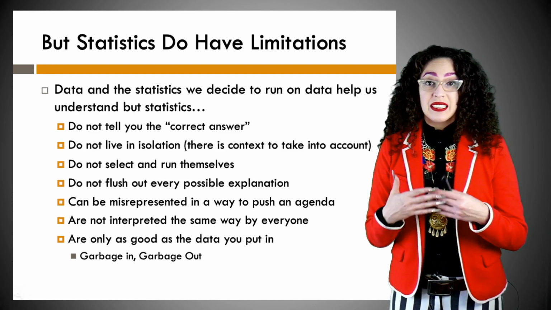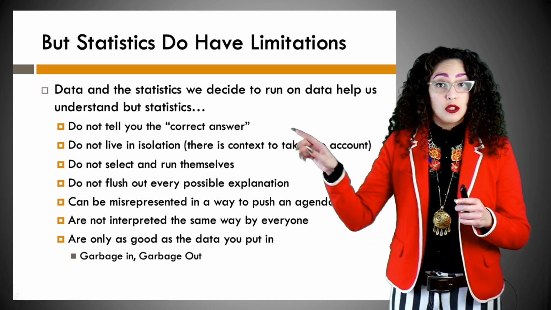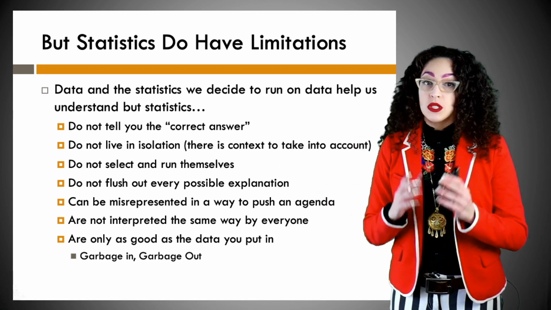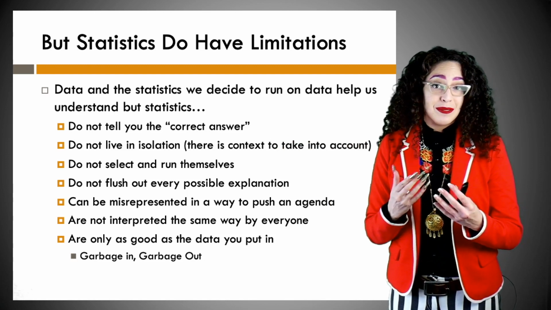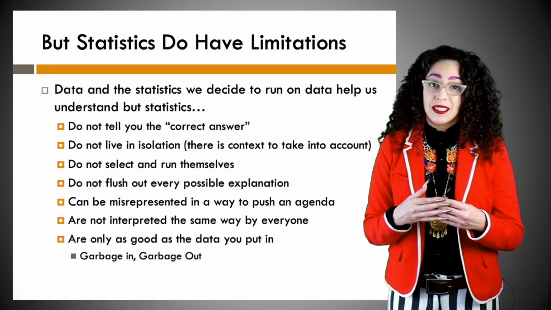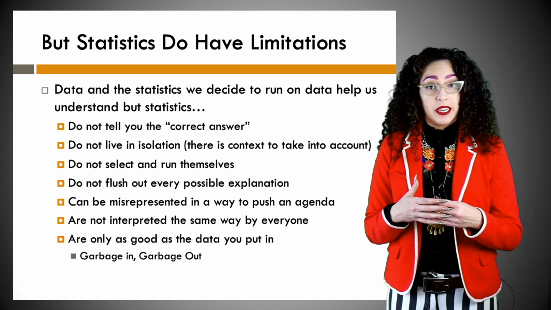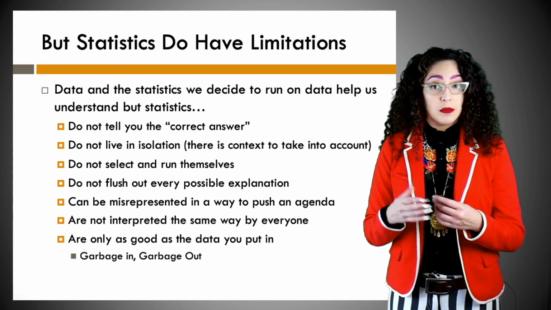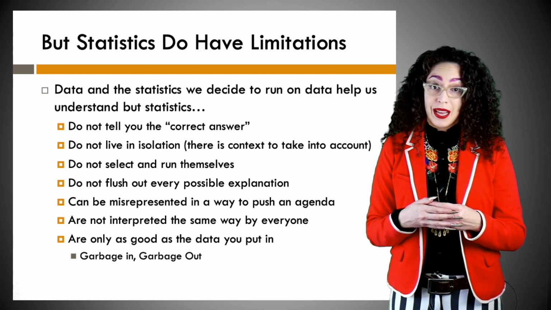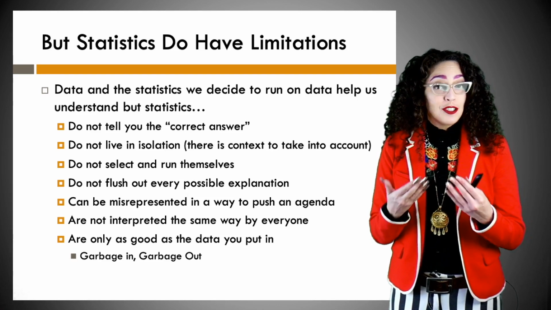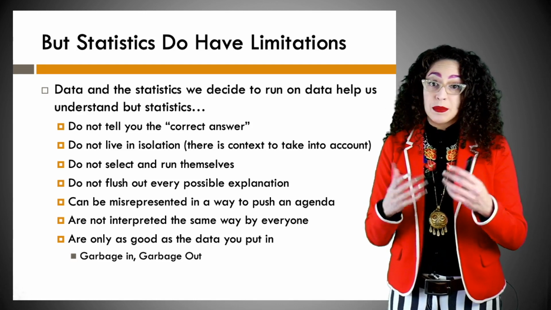So data and the statistics we decide to run on that data can help us understand, but statistics do not tell you the correct answer, and do not live in isolation. There is always some sort of context to take into account. They do not select and run themselves. There are a lot of statistical tests out there, and you have to pick what's appropriate based on your data. They don't flush out every other possible explanation. You might have failed to measure some important variables. They can be misinterpreted to push an agenda, and we will see plenty of historical examples of that coming up. They are not interpreted the same way by everybody. One person could read one statistic one way, another person could read it the exact opposite way.